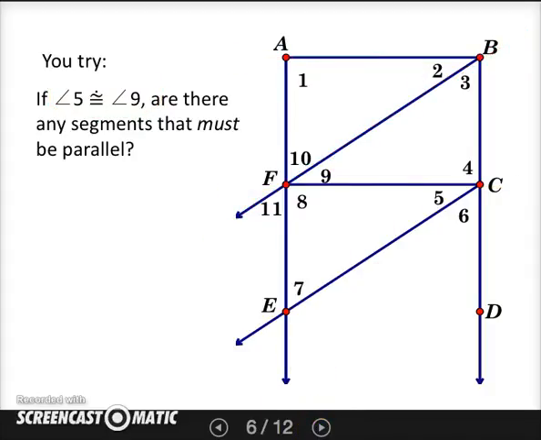You try this one. If angle 5 is congruent to angle 9, are there any segments or lines that must be parallel?